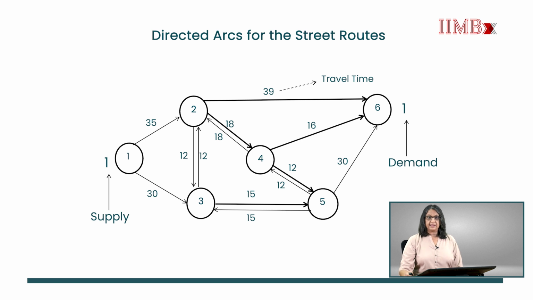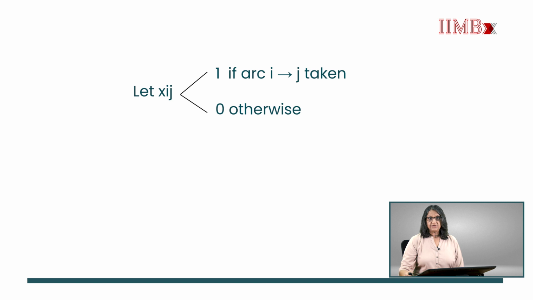So what do we want to decide? We want to know which arcs should we include in the route that we want to follow. So let's define xij to be the arc between node i and node j, and let xij take a value of 1 if arc i to j is taken on the route, and let it take a value of 0 otherwise. So again, it's a binary variable, or we just want binary values for that, which is 1 or 0.